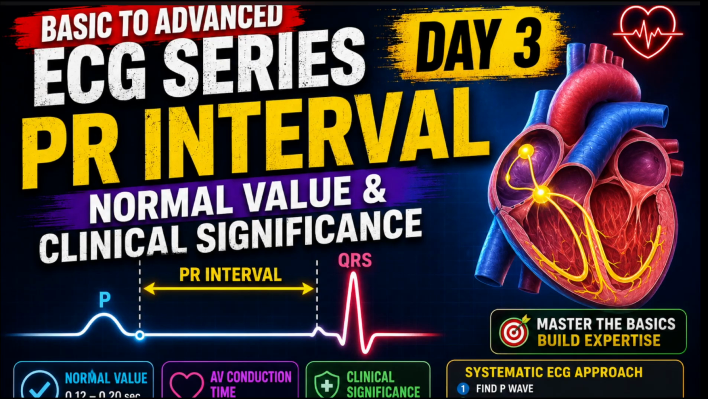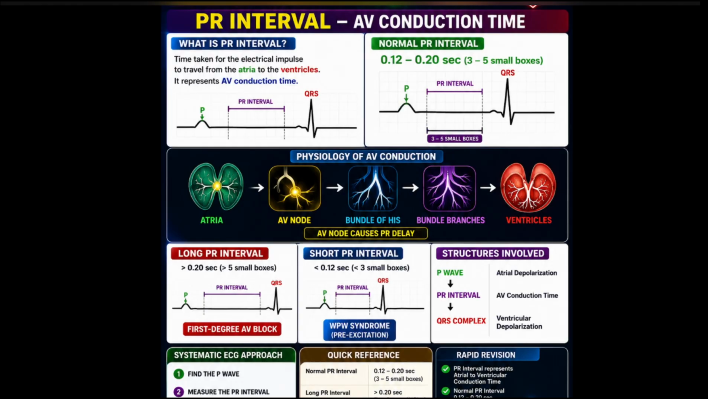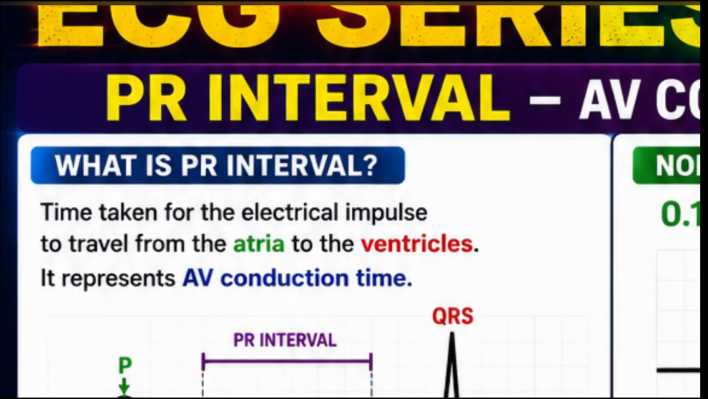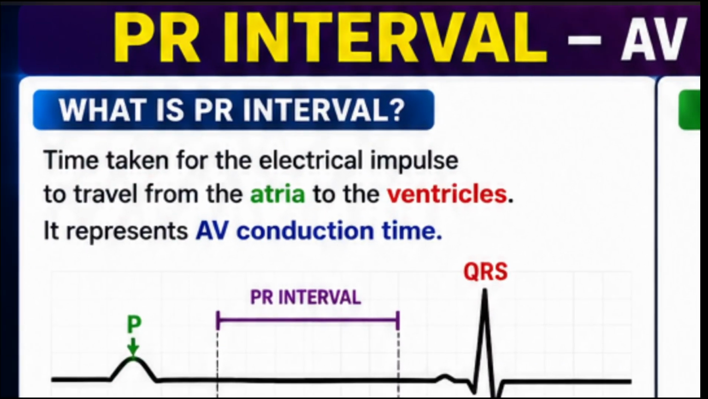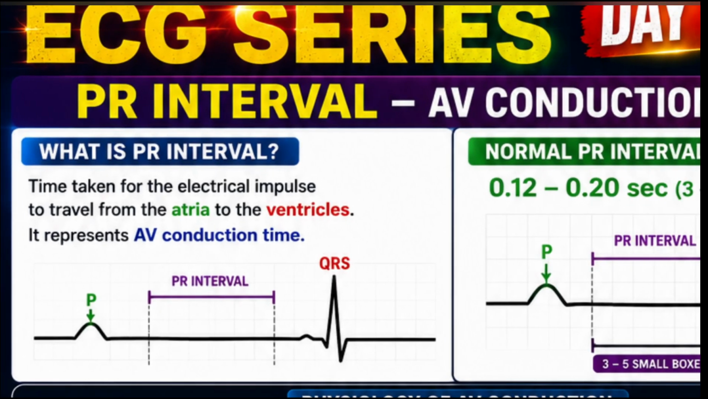Okay. So, what is the PR interval? Before seeing any ECG, we have to understand some things. The PR interval is the time taken for the electrical impulse to travel from the SA node, atria, and AV node, and bundle of His. So in simple words, the PR interval is the time taken for electricity to travel from the atrium to the ventricle.